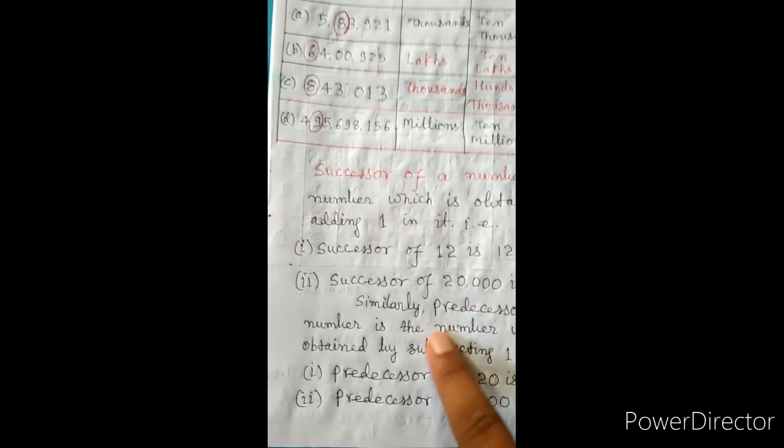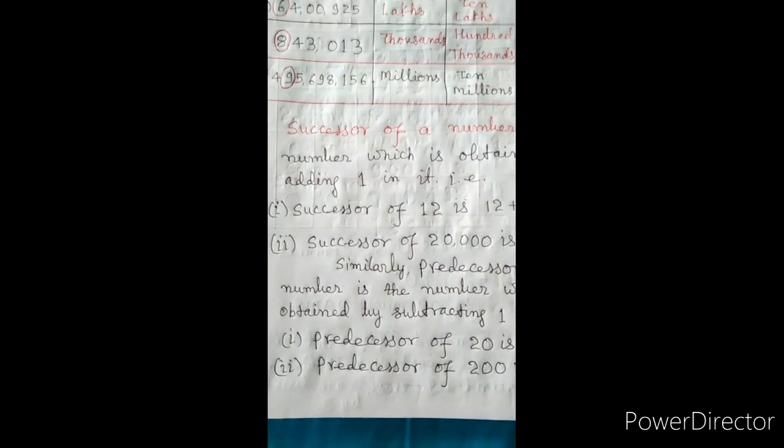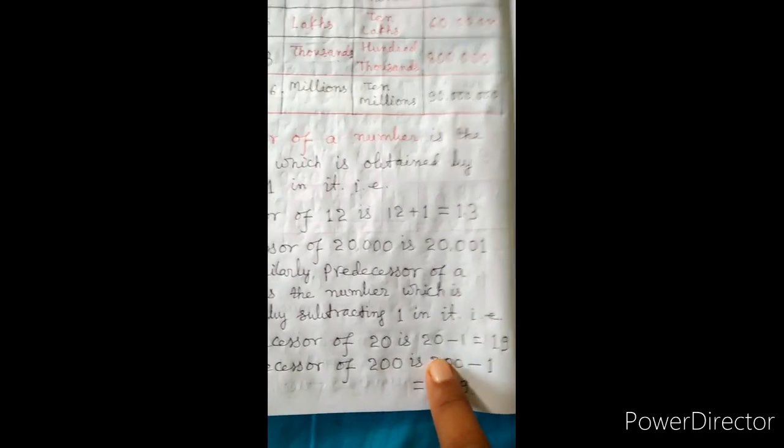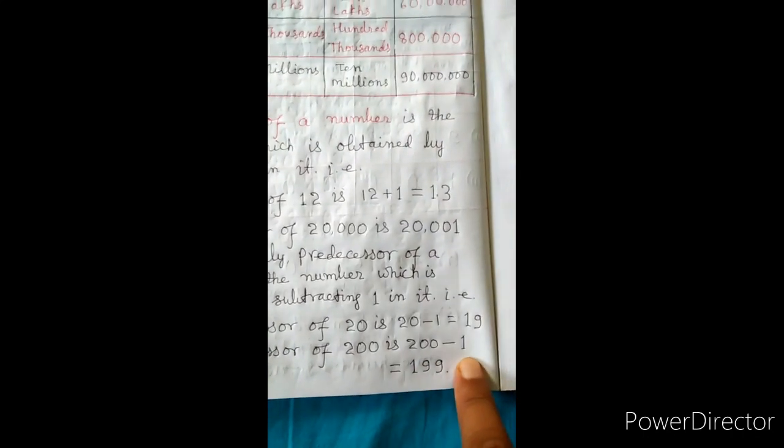Similarly, predecessor of a number. Predecessor of a number is the number which is obtained by subtracting 1 in it. When we subtract 1 from a given number, we get its predecessor. Predecessor of 20 is 20 minus 1, that is 19. Predecessor of 200 is 200 minus 1, that is 199.